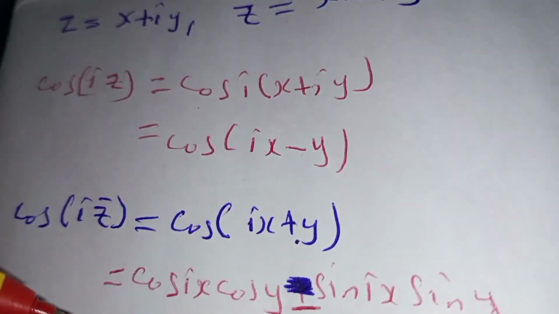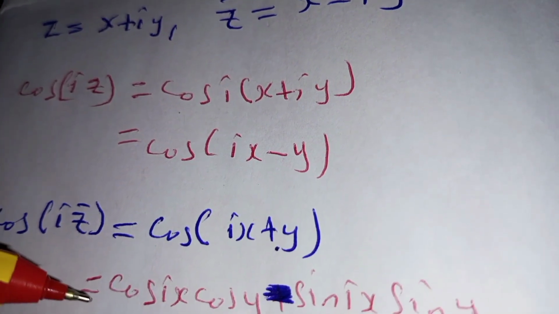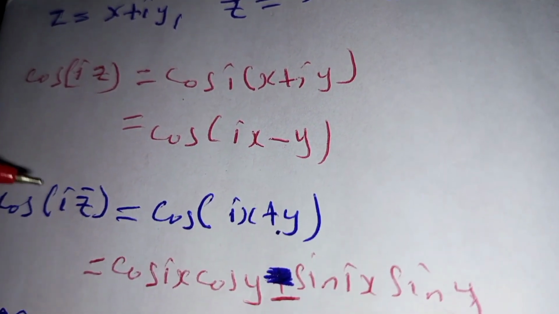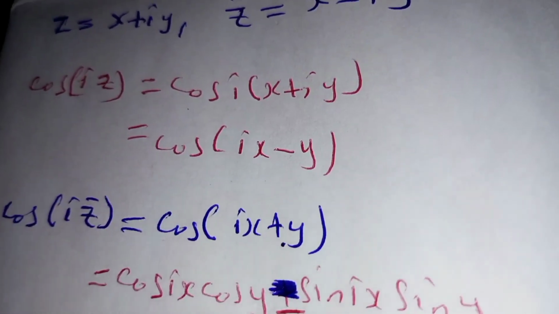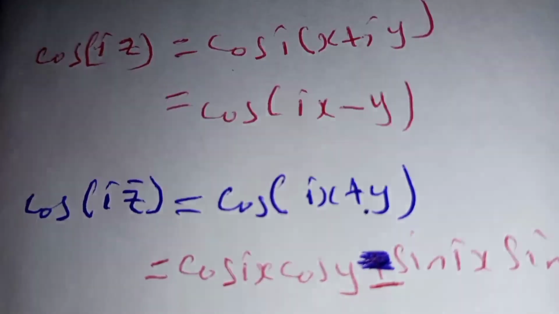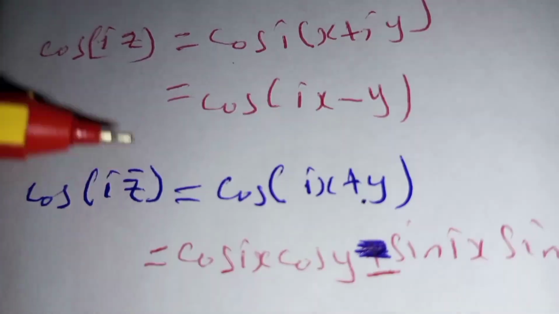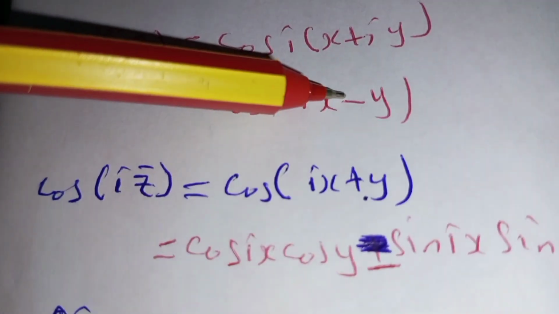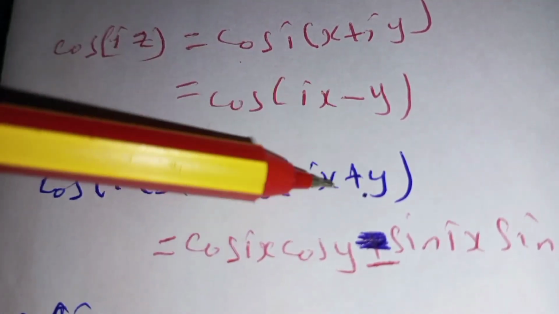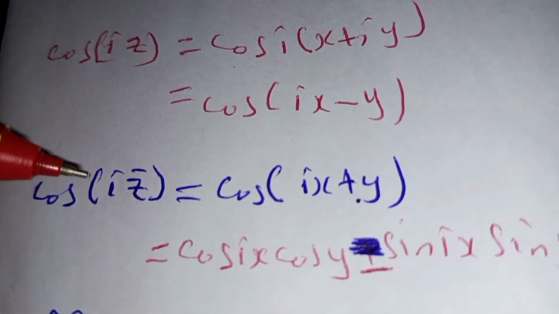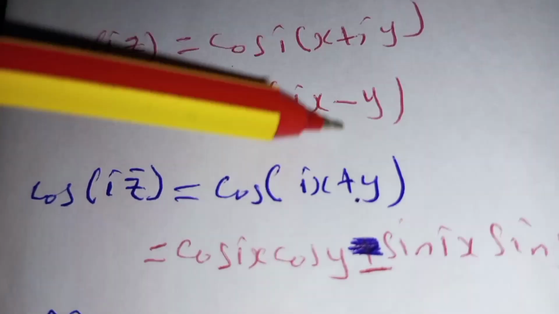Now, when you introduce, so there is a negative. So for cos of the conjugate of z, this part here will change and it will become a positive. So that's why here we have cos of the conjugate of z. So the negative changes into positive.